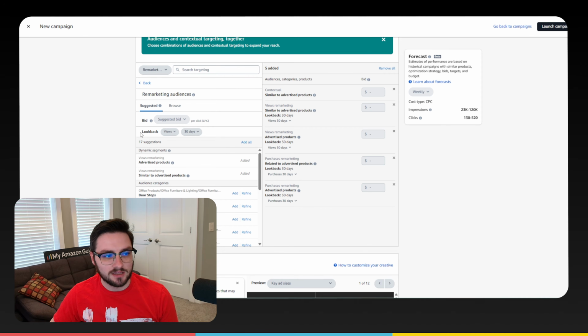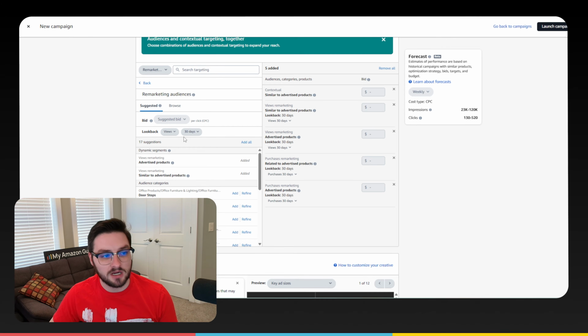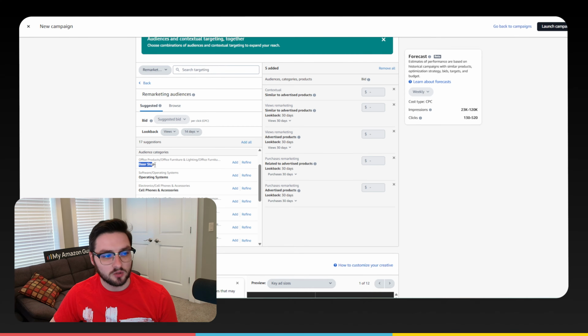So we can look at the look back view, and this look back view is very important for what we are doing here, specifically because you want the look back view to be for Prime Day. So we're going to change that to 14 days, and then we are going to do both advertised products, similar advertised products, and then also the number one category, so doorstops. So this is the easiest solution when you are looking at how to remarket to people who were within that category during Prime Day.